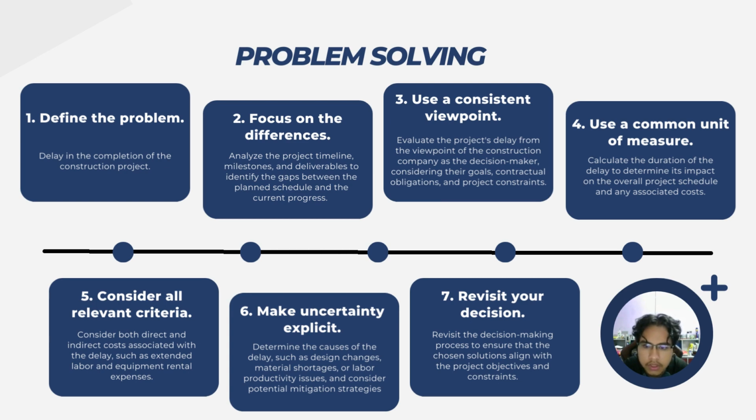The fifth one is to consider all relevant criteria. Consider both direct and indirect costs associated with the delay, such as standby labor and equipment rental expenses. The next one is to make uncertainty explicit. The issue is to determine the causes of delay, such as design changes, material shortage, or labor productivity issues.